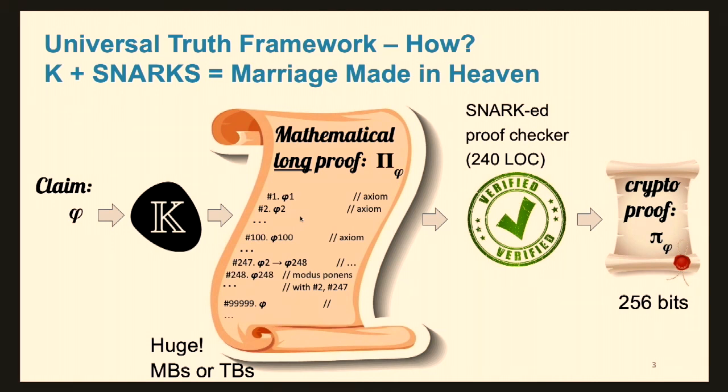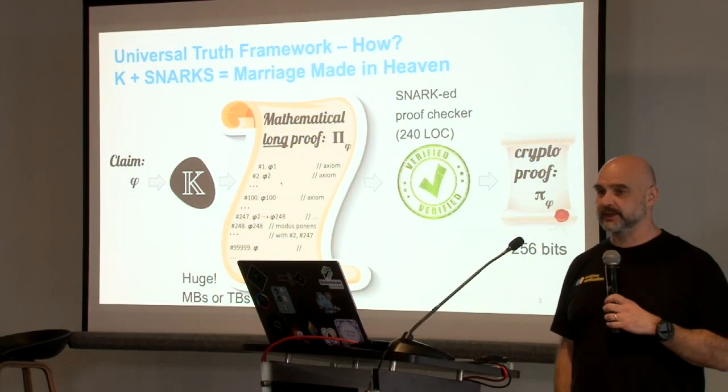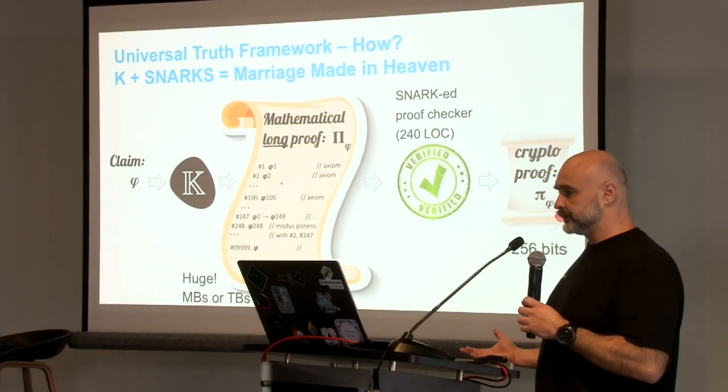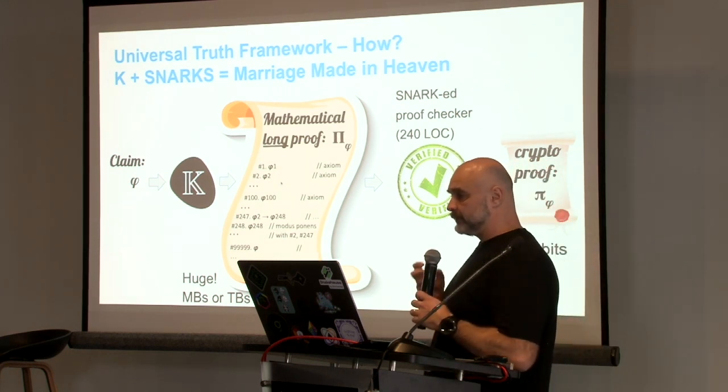This is huge, can be like terabytes of steps, right? And you want to make a claim that phi holds, and you want to send it around to everybody, to all the nodes on a blockchain, for example, to validate a transaction. You cannot send these huge proofs, right? So you need to compress them, to make them succinct.